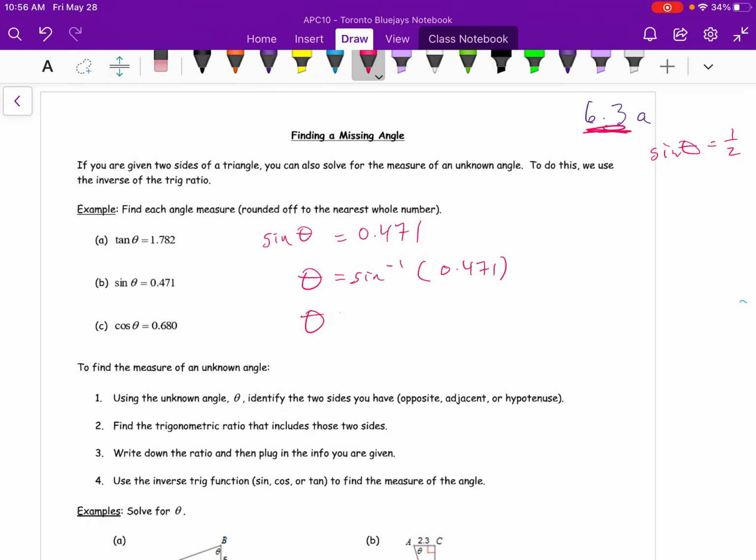So here, theta would be inverse sine of 0.471, and what I get is 28.099 degrees. Rounded to the nearest degree would be 28 degrees. I hope this helps.